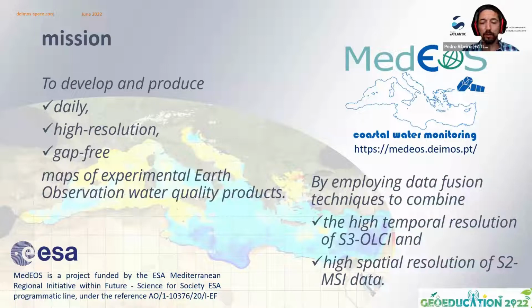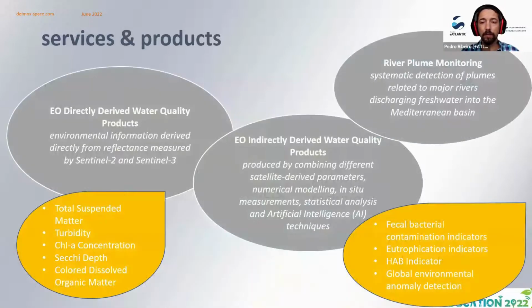It's a 2-year project, and we are now right in the middle. And here is the portfolio of the project. So our intention is to develop this set of EO direct derived water quality products, so directly deriving the parameters from reflectance at sea level. And the parameters that we're trying to derive here are total suspended matter, turbidity, chlorophyll concentration, Secchi depth, and colored dissolved organic matter. And as you know, these are quite standard parameters that are used in water quality monitoring.